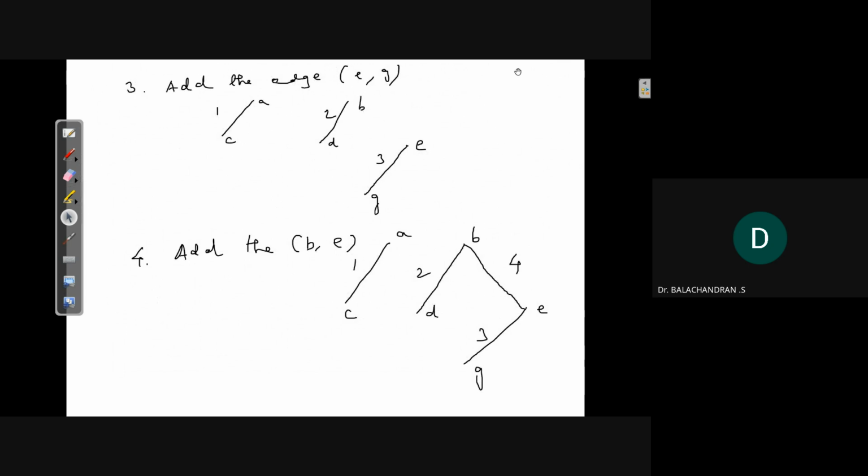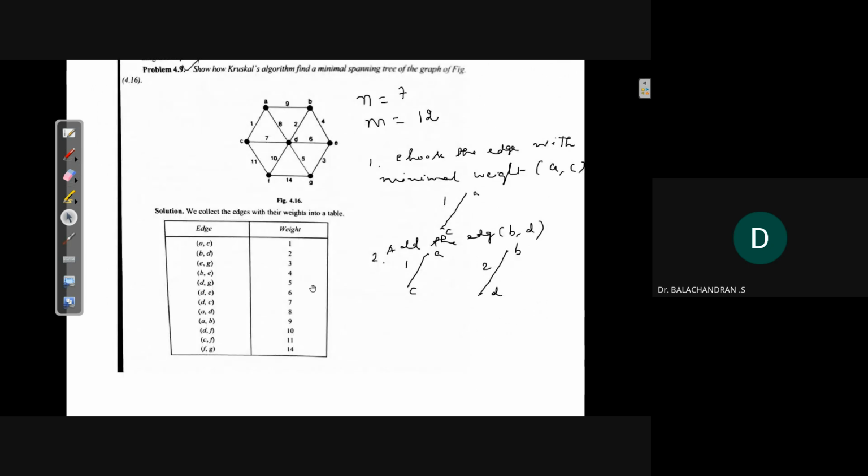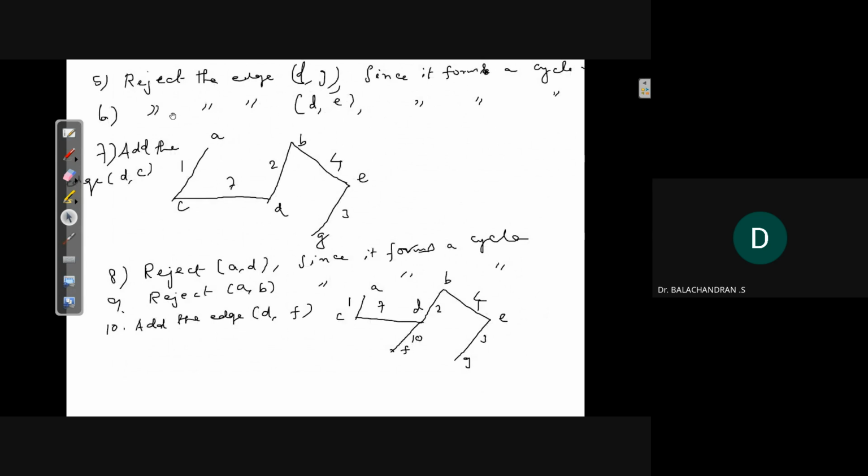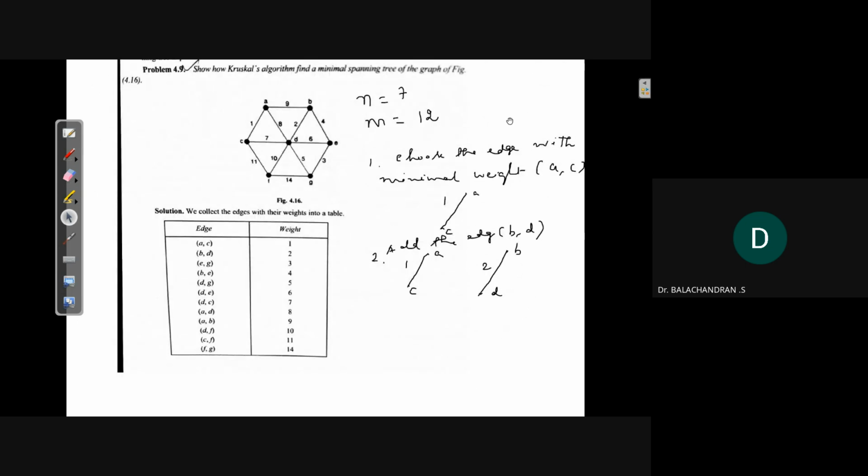Okay, it's step number 5. DG is 5. Next to 6, DE. I'll check it. DE, if I draw here, again it will form a cycle. Step number 6. So reject the edge DE since it forms what? A cycle.